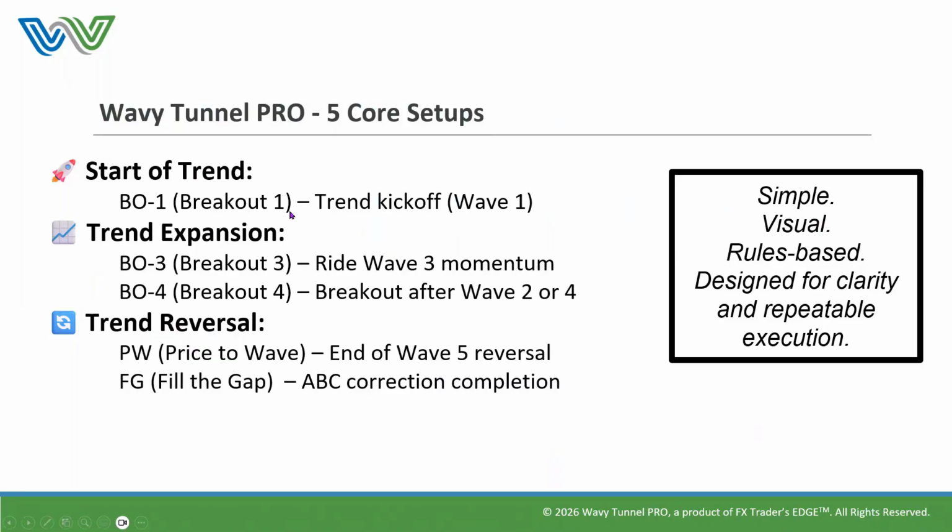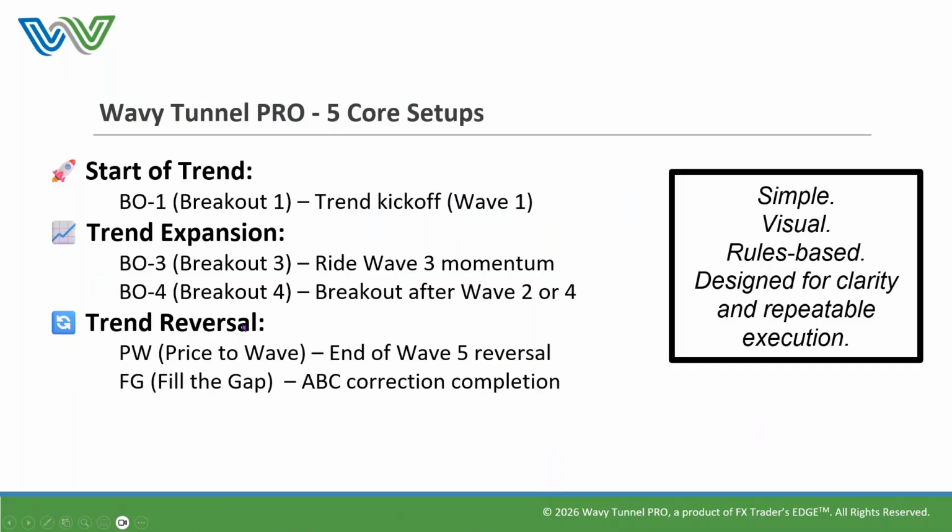The start of the trend is the breakout 1 trade. This is the trend kickoff. This is the wave 1 trade. And then we have trend expansion, which is the actual trend trade. So breakout 3 is the trend trade, riding the wave 3 momentum or riding any wave momentum. And then the breakout 4 trade is the breakout, again, in the direction of trend after a pullback. And in Elliott wave analysis, we call that a wave 2 or a wave 4. So after a pullback, I'm going to show you lots of these breakout 4 examples.